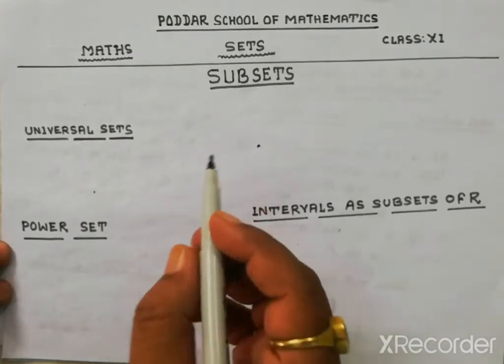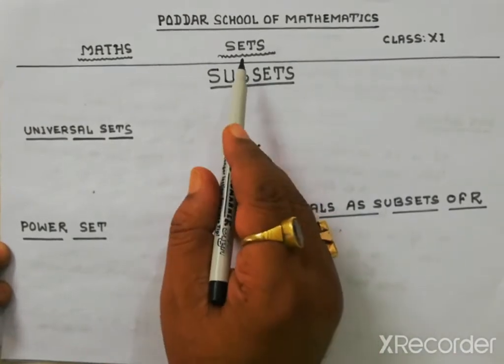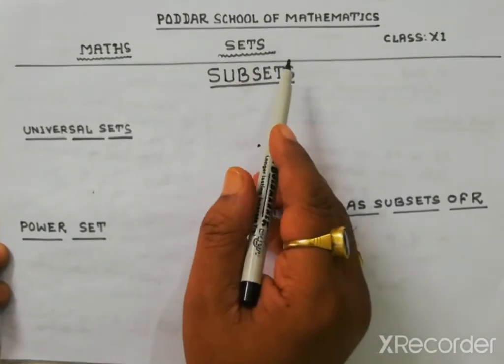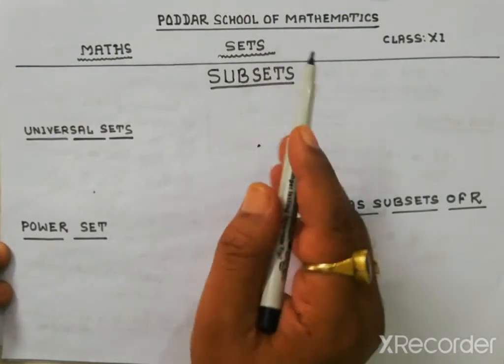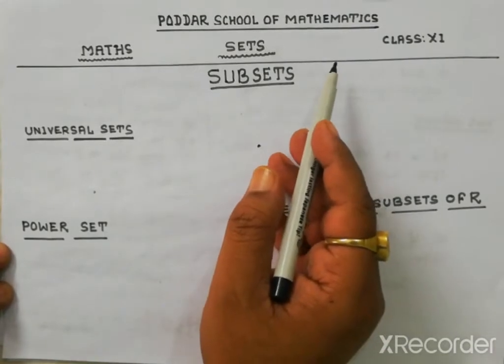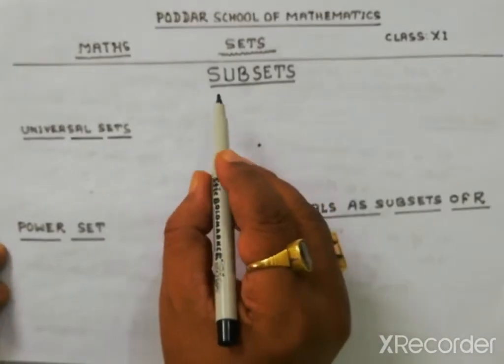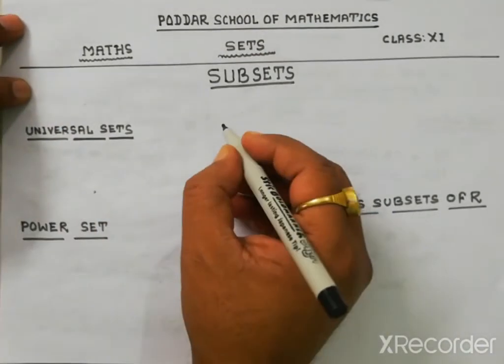So here today we are discussing about sets, and in earlier class in lecture 1 we have discussed the definition of sets in detail and types of sets also, and how to describe a set. That is also a very important point to understand. Today we are discussing about subsets. What do you mean by subsets?